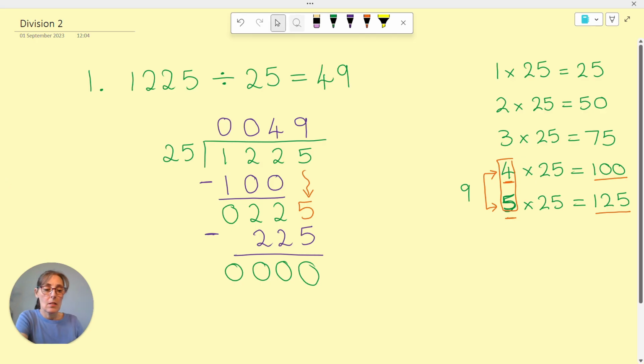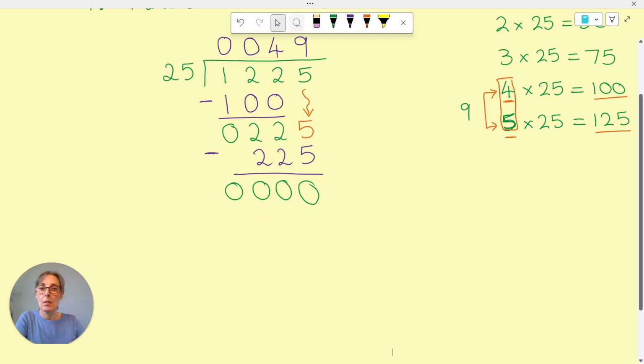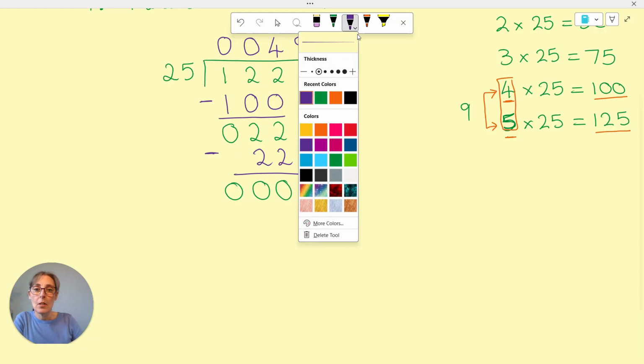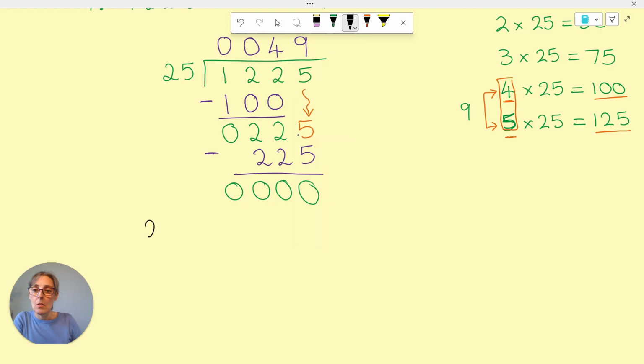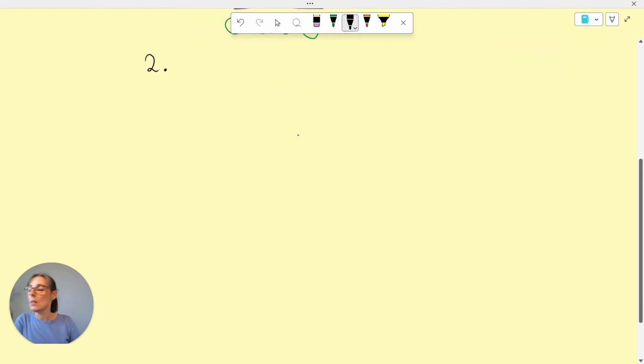Okay, so let's do question 2. Okay, let's choose a different colour. And let's do question 2 here. I'm just going to move it down a bit more. That's better. Okay, so we've got 7,242.